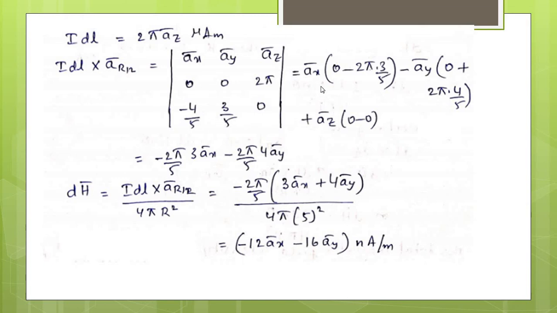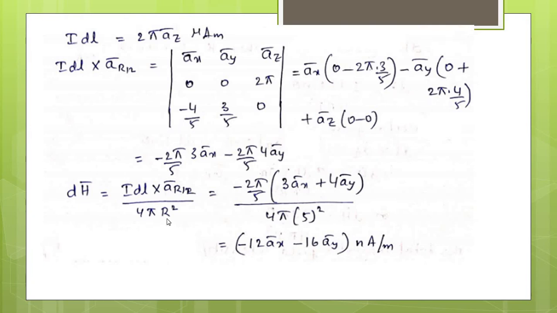Now solve this determinant. aX into, removing this row and column, (0 minus 2 pi into 3 by 5), minus aY into (0 into 0 minus 2 pi into minus 4 by 5), plus aZ into (0 minus 0). So we get minus 2 pi by 5 into 3 aX minus 2 pi by 5 into 4 aY. Now substitute this in the expression for dH.